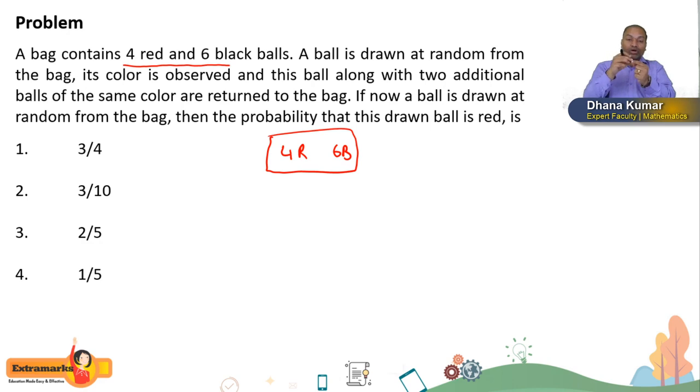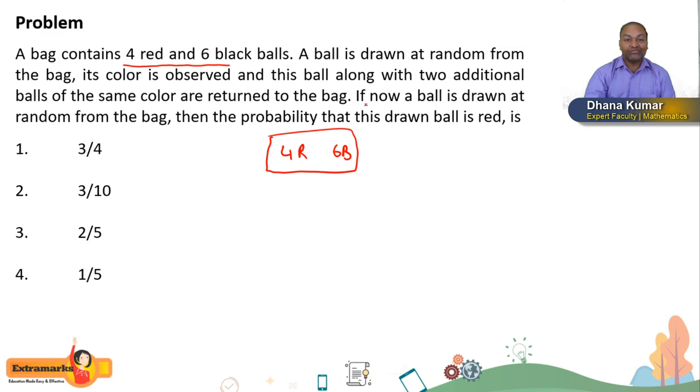Now the ball is a red color ball, so you return this ball to the bag. You put it in that same bag. Along with that ball, additionally you have to add 2 more balls of that same color. Understood? So if you select one ball and that ball is red, along with that red ball you have to add 2 more red balls, then keep all those red balls in that bag. Understood?